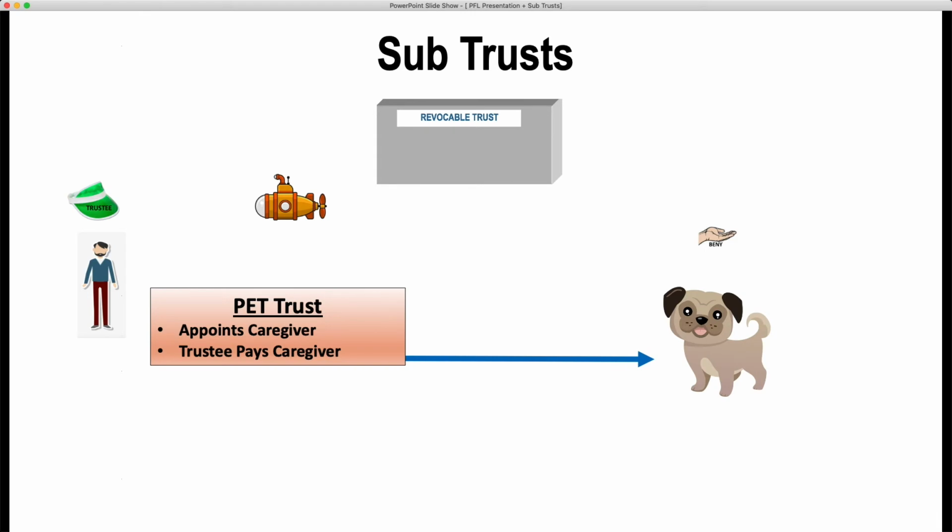Another trust is a pet trust. We can do a pet trust in Arizona and California and appoint someone to manage things for the benefit of your pets.